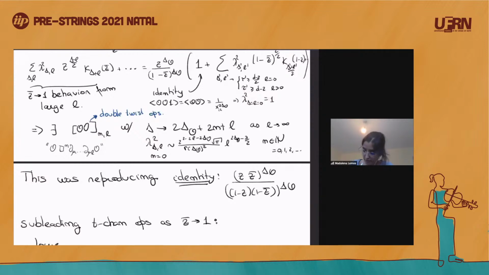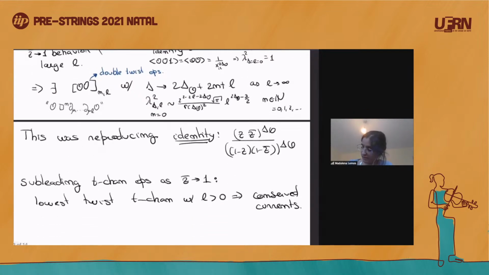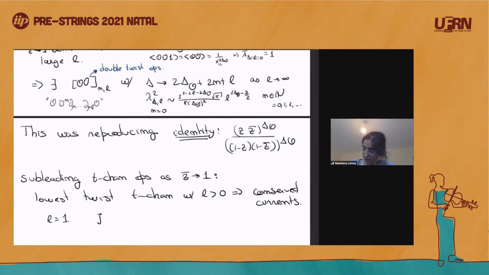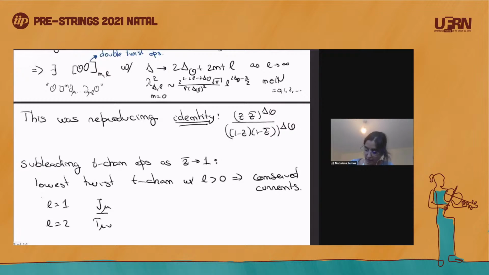So lowest twist operators with spin bigger than 0 are conserved currents. At L equals 1, you would have some current for some global symmetry, some symmetry that commutes with the superconformal algebra. For L equals 2, you have the stress tensor. And that's actually it. Interacting theories should not have conserved currents of spin bigger than 2. Otherwise, they are essentially free.